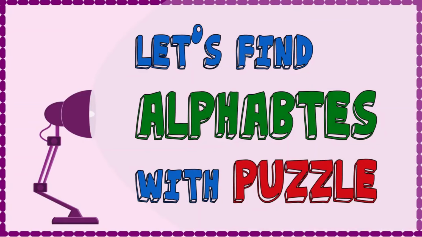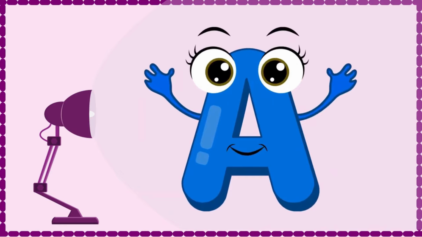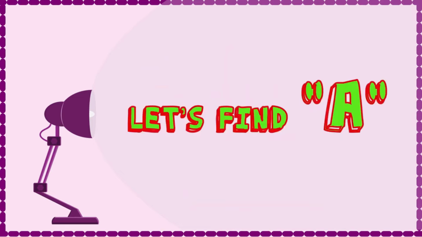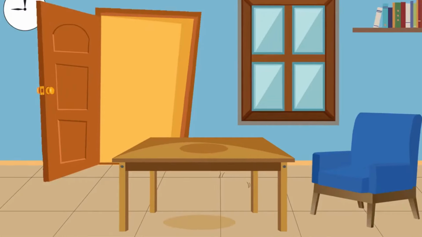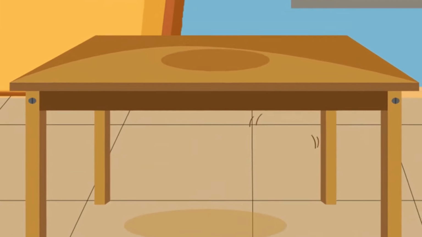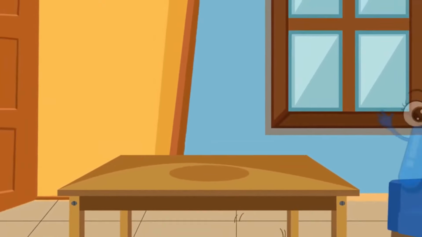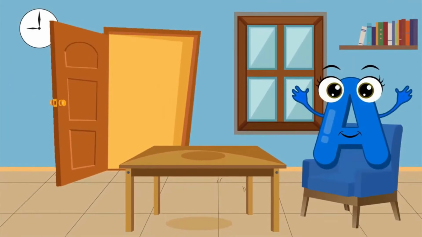Let's find alphabets with puzzle. This is letter A. Let's find A. Look under the table. Look on the table. A is on the chair. Woohoo!